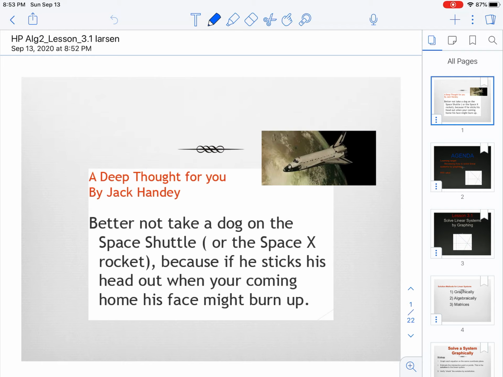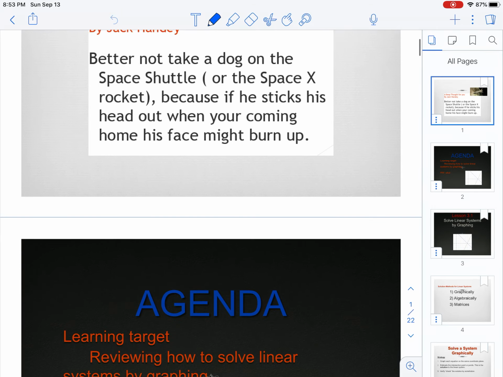Before we get going on our next lesson, a deep thought for you by Jack Handy. Better not take a dog on the space shuttle, or for that matter, the SpaceX rocket, because if he sticks his head out when you're coming home, his face might burn up. Another deep thought brought to you by Jack Handy.